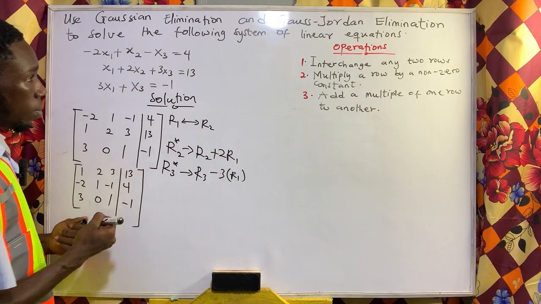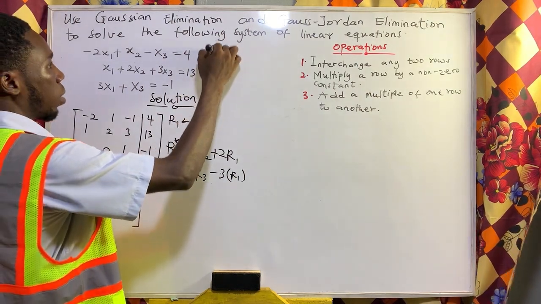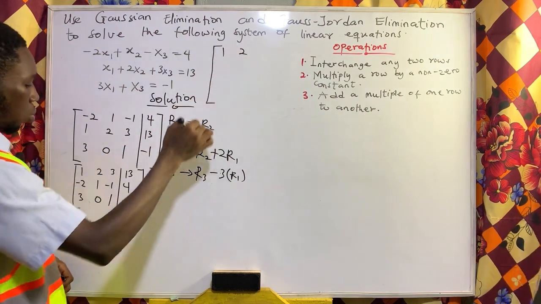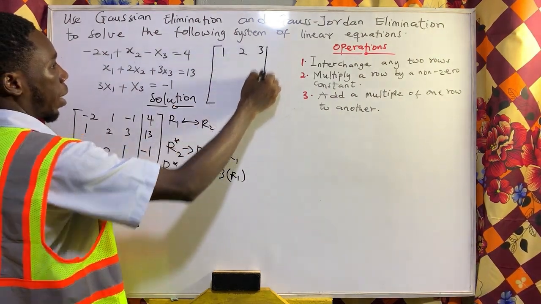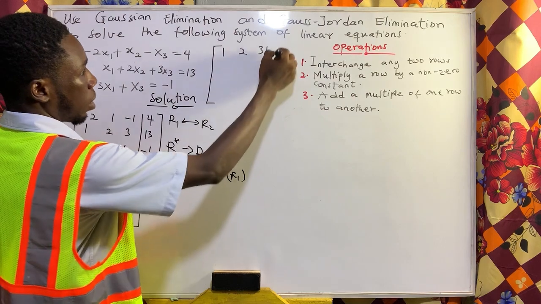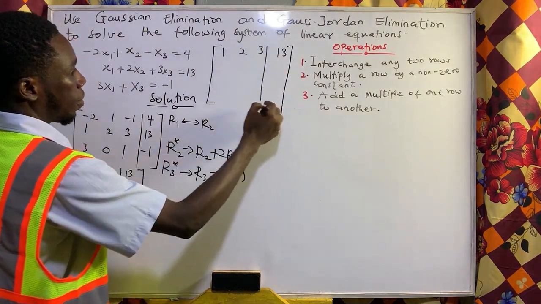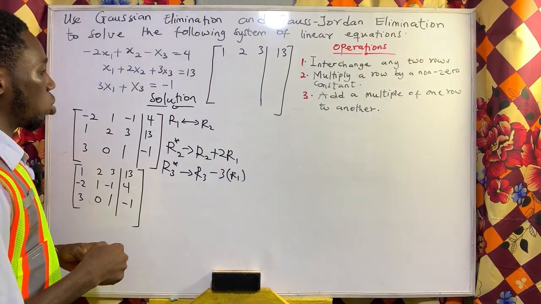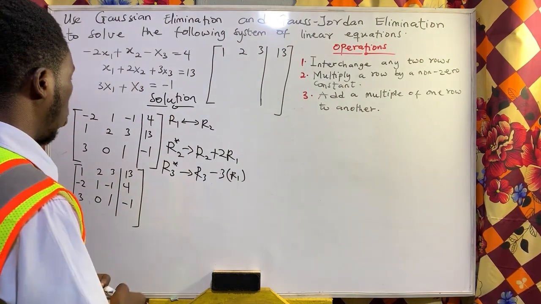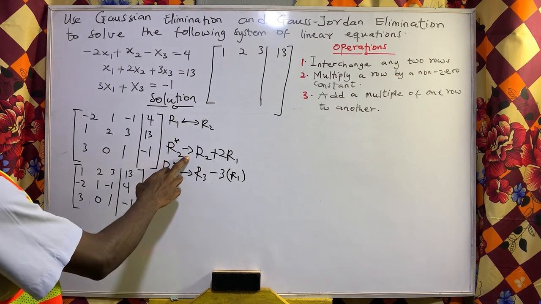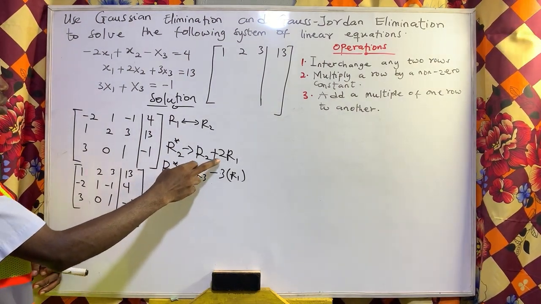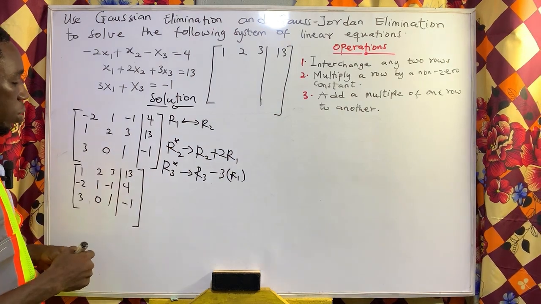Let me write this. For the matrix, I'm going to have 1, 2, 3, and then 13. Now let's leave row 2 and 3 because we want to get new values for those two rows. For row 2, our new values will be what? Row 2 plus 2 times row 1, right? So now let's look at that.